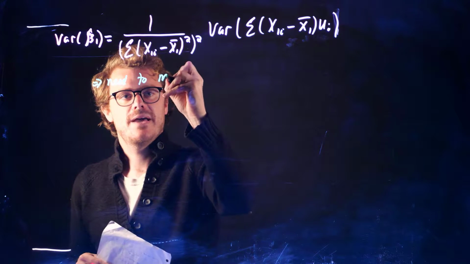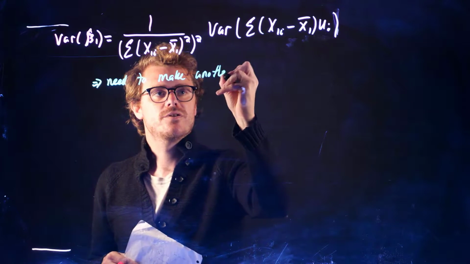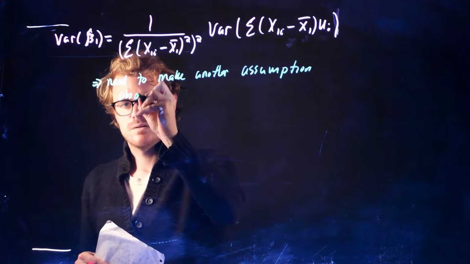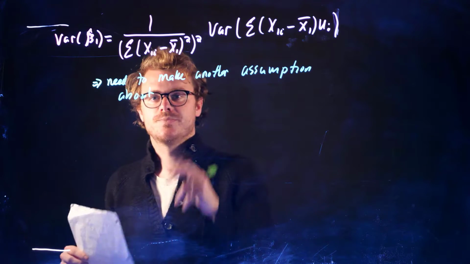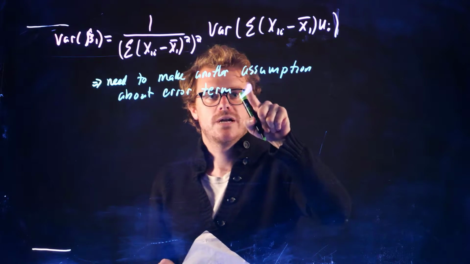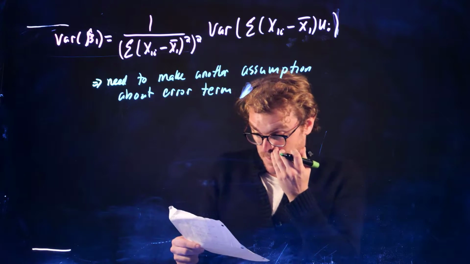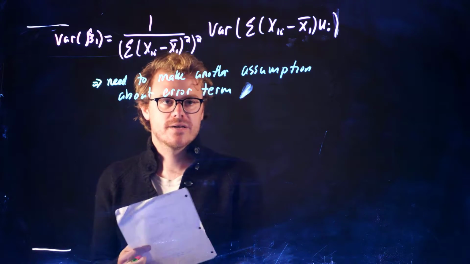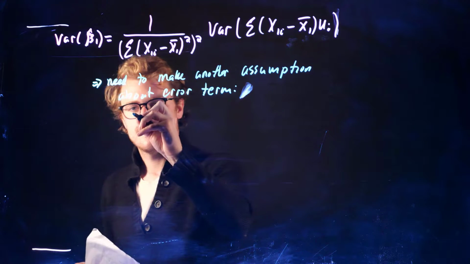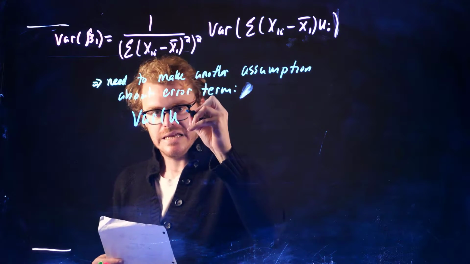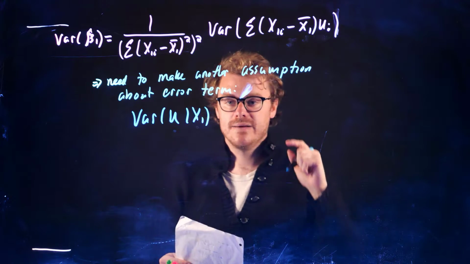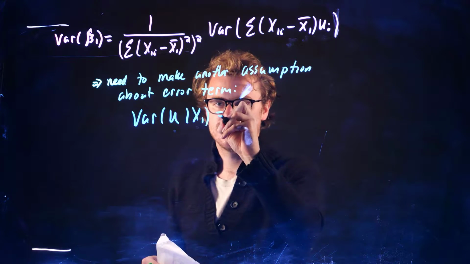So we need to make another assumption about the error term. Okay, and so the assumption we're going to make is that the variance of u conditional on x1, so the variance of our error term conditional on our independent variable, is constant.